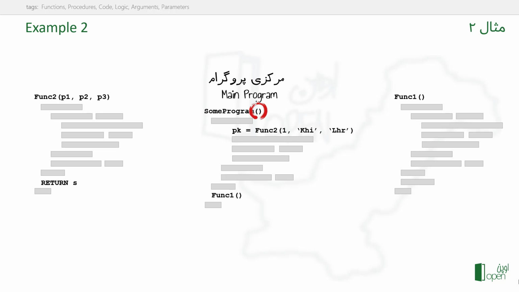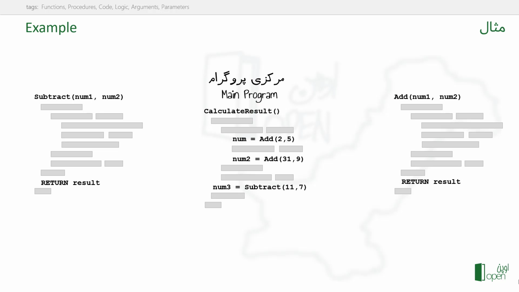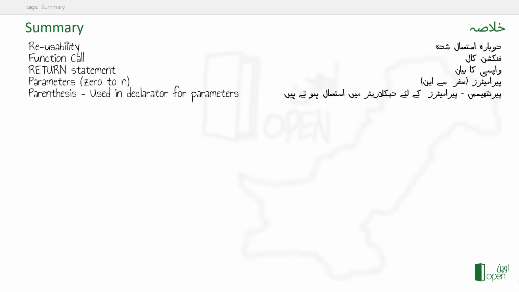and since it has no parameters like func1, its declarator statement contains empty parentheses. Similarly, the first program declarator statement also contains empty parentheses. To summarize, this session covered some basic terms associated with functions and procedures.